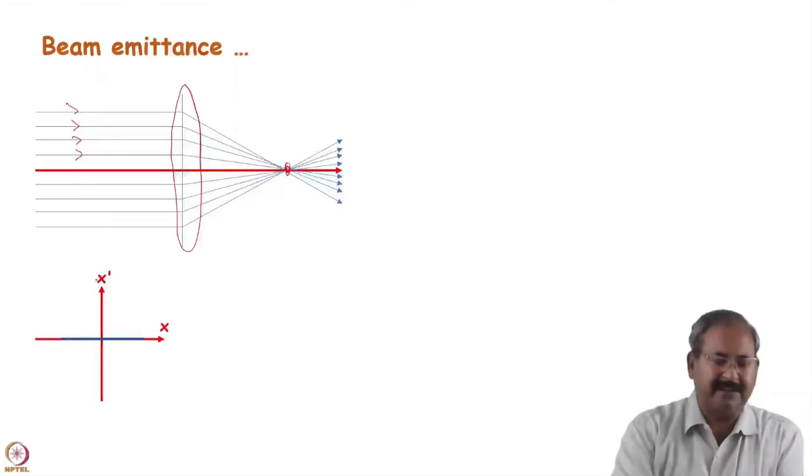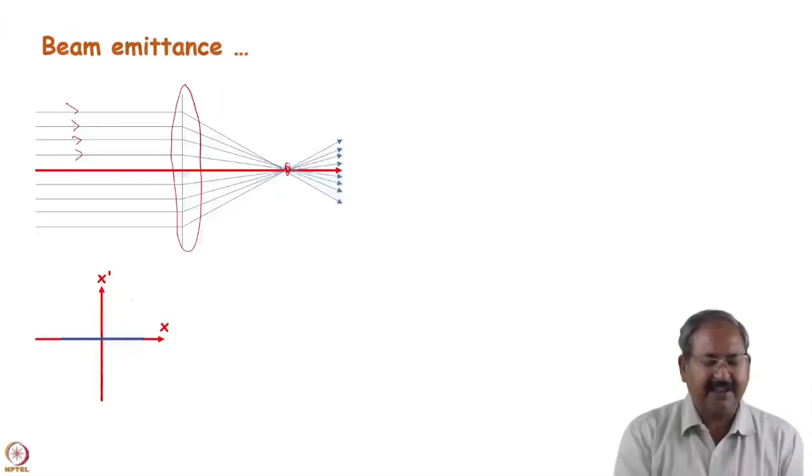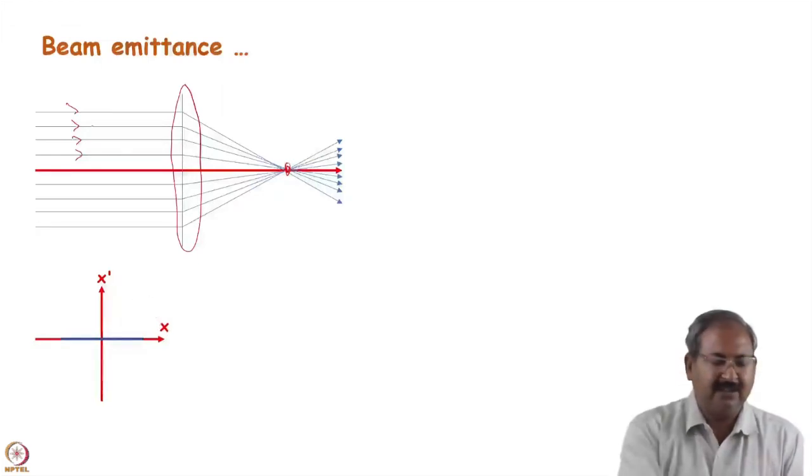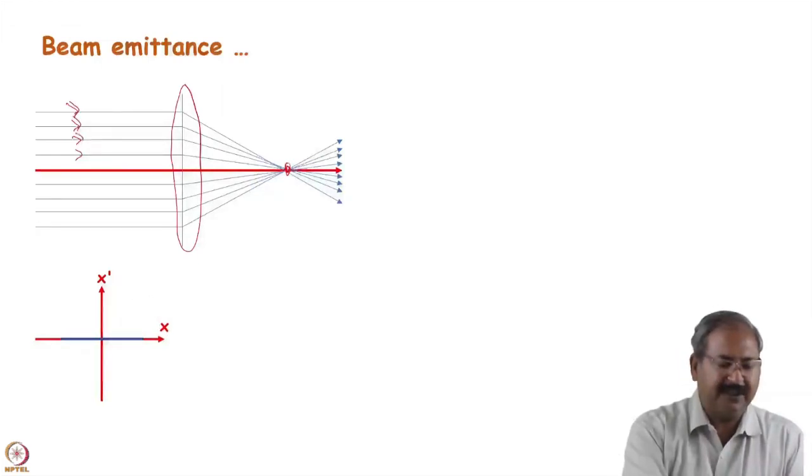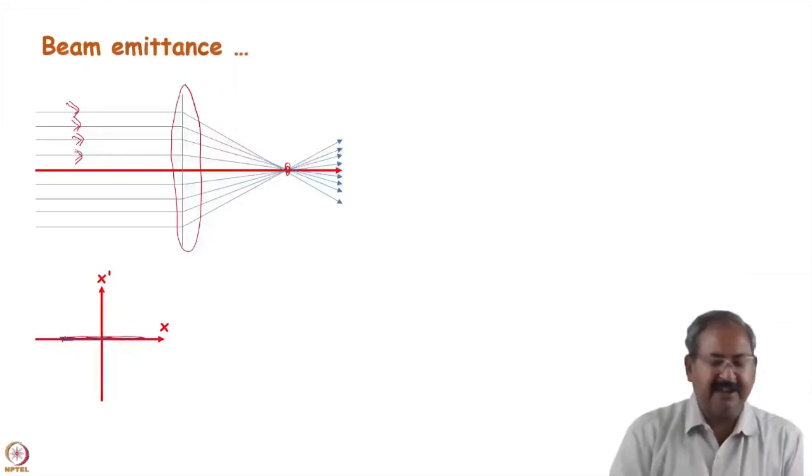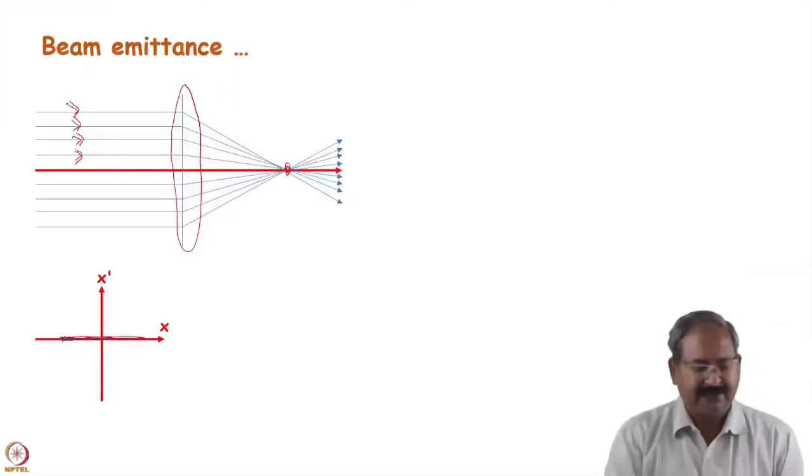distribution of these particles is. If you draw it on x and x prime phase space, all the particles have zero angle with respect to the design trajectory. So it has a horizontal line here. This is the entrance. And the area of this line is zero. So emittance is zero in this case.